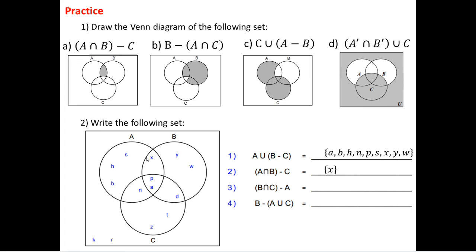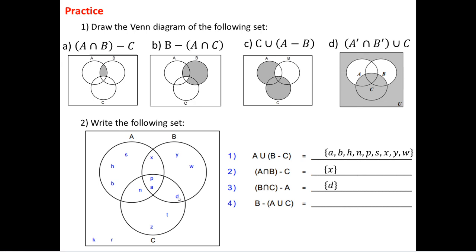For number three, what is B intersection C minus A? First, what is the intersection of B and C? The elements of the intersection of B and C are P, A, and D. This area. Subtract all the elements of A because it's minus A. So we remove P and A. So we are left with only D. So the set with only one element, D.